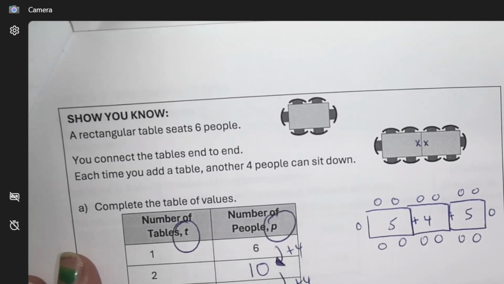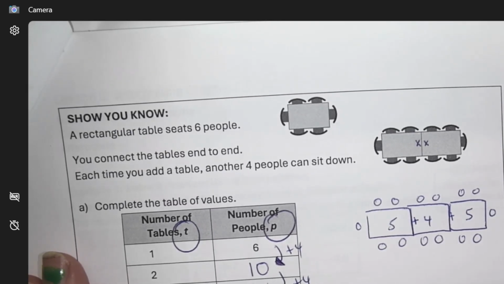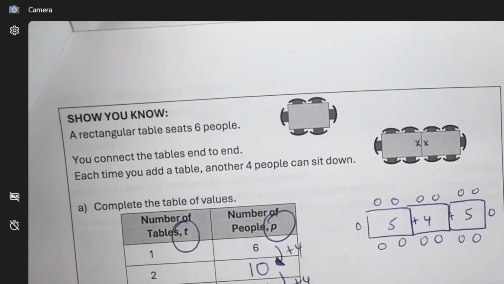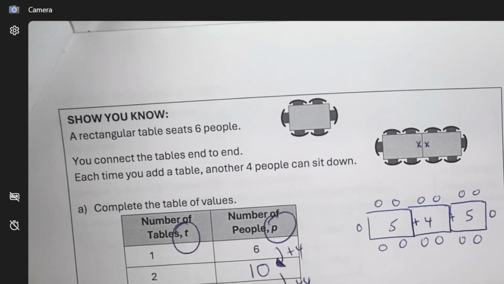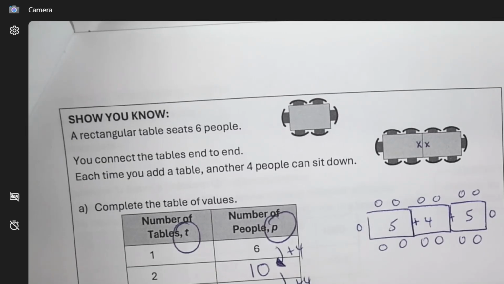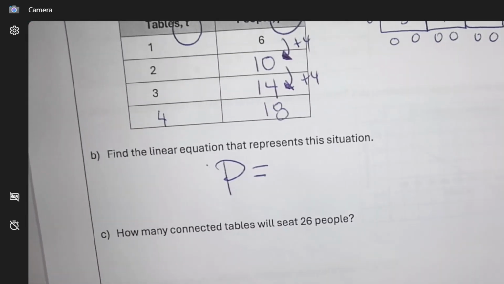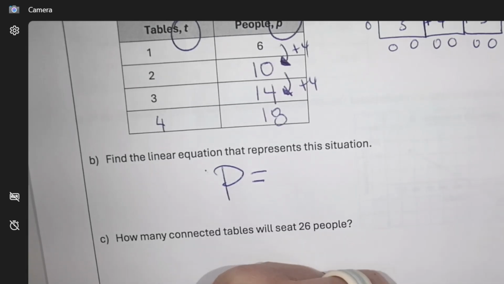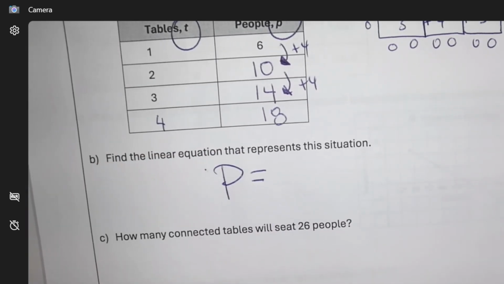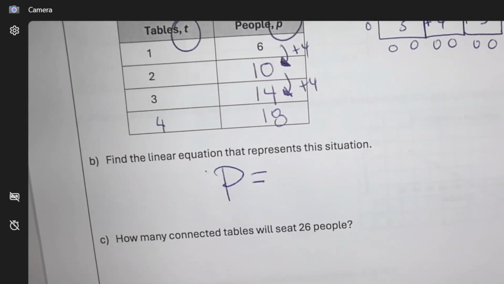So the dependent is what depends on the other thing. Do the tables depend on the people, or do the people depend on the tables? People depend on tables. So people depend on what's happening. The people are dependent, so they depend on the other stuff.